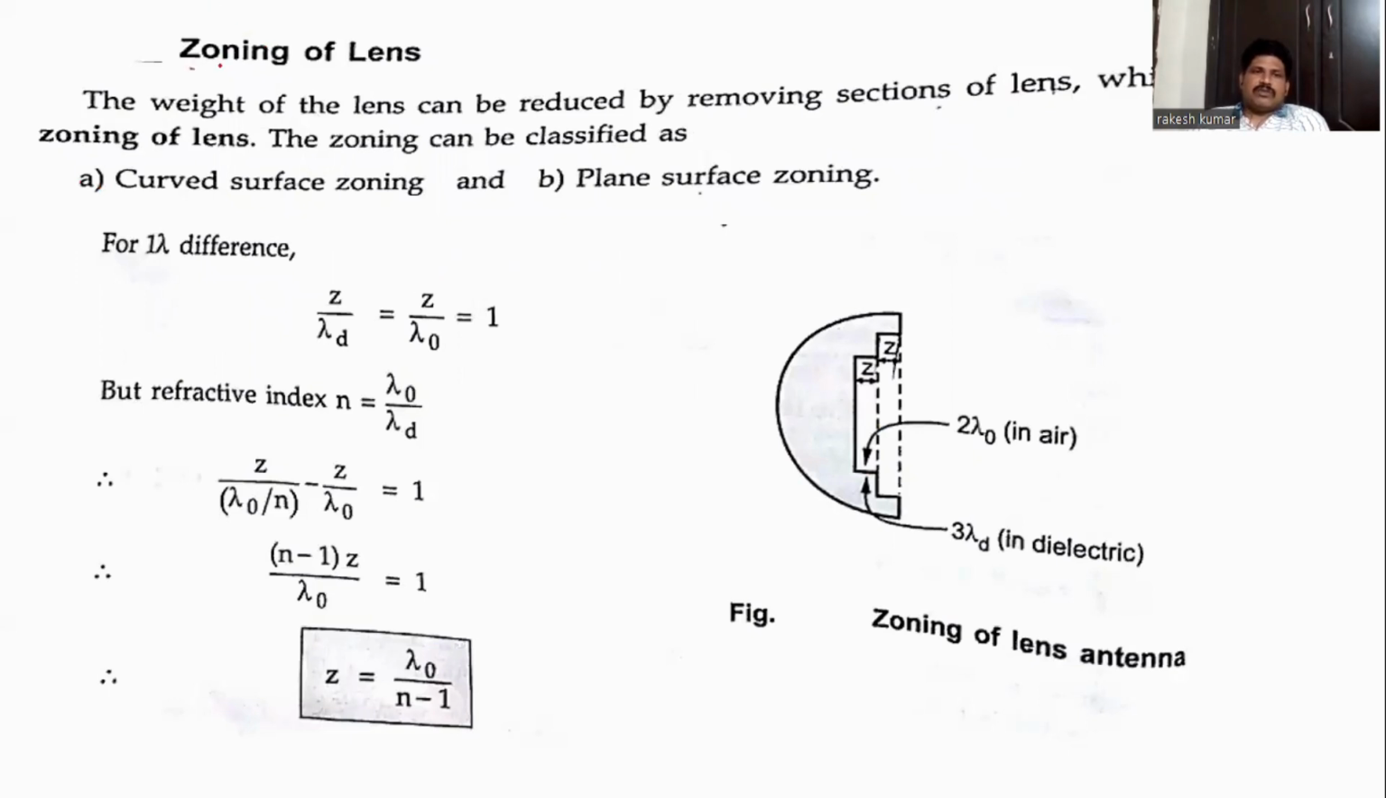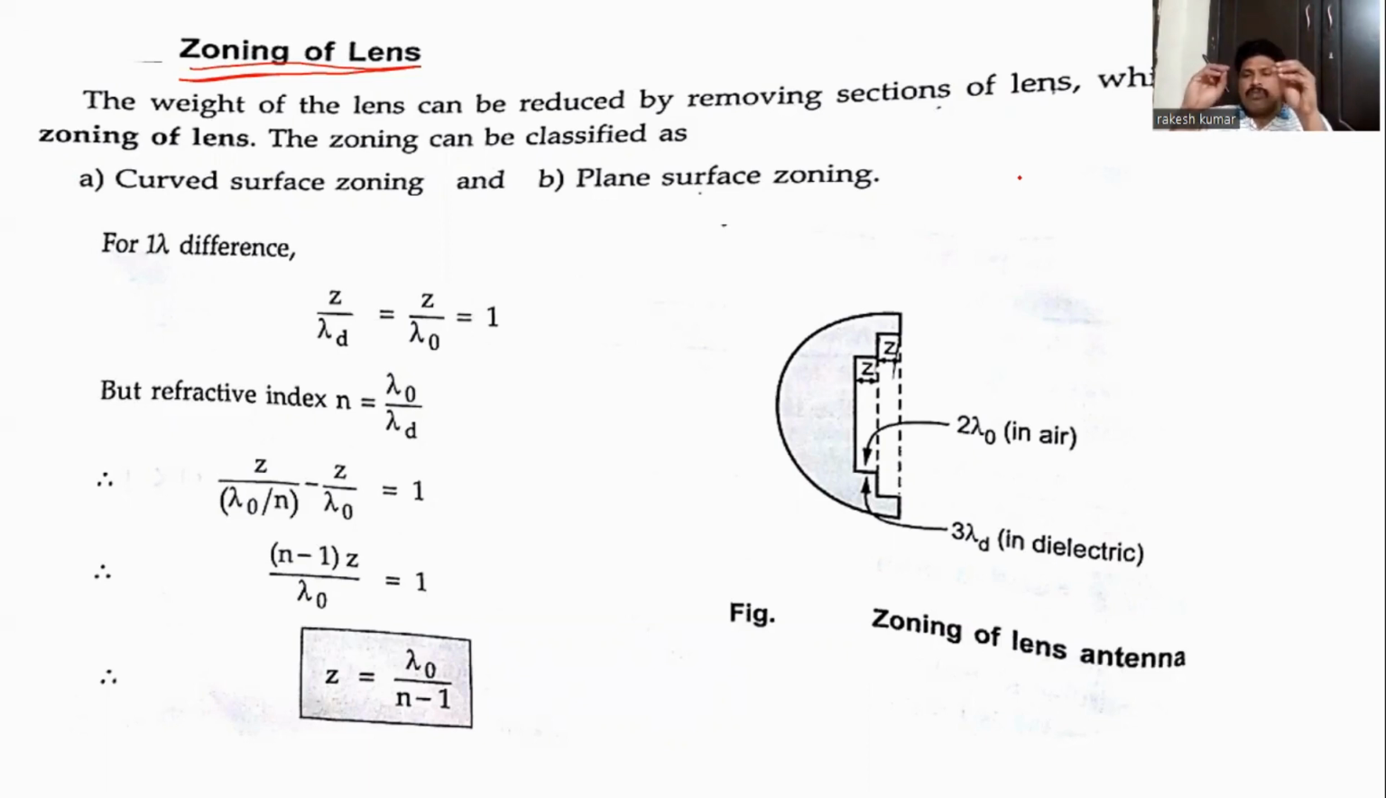Next, let us discuss zoning. What is meant by zoning? Zoning means reducing the weight of the lens without disturbing the characteristics of the lens. Reducing the weight of the lens without disturbing its characteristics is nothing but zoning.